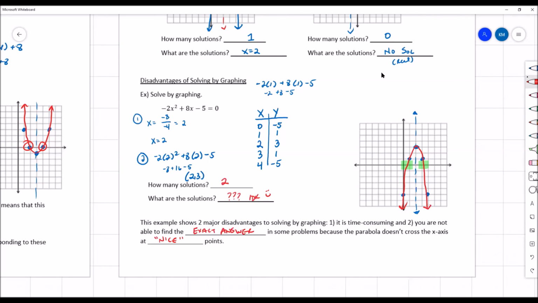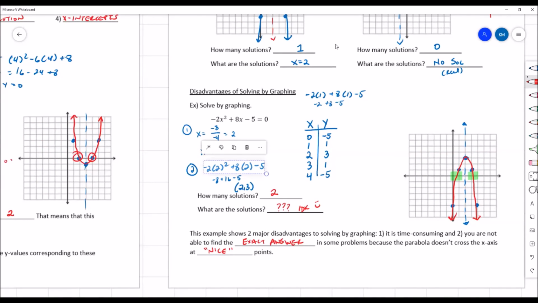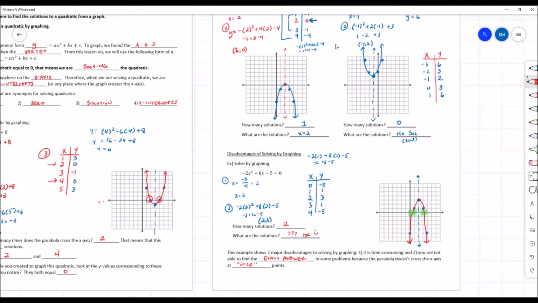So we will need to learn some different ways to solve quadratics, and we'll be doing that in the upcoming lessons. All right, so that's solving quadratics by graphing.